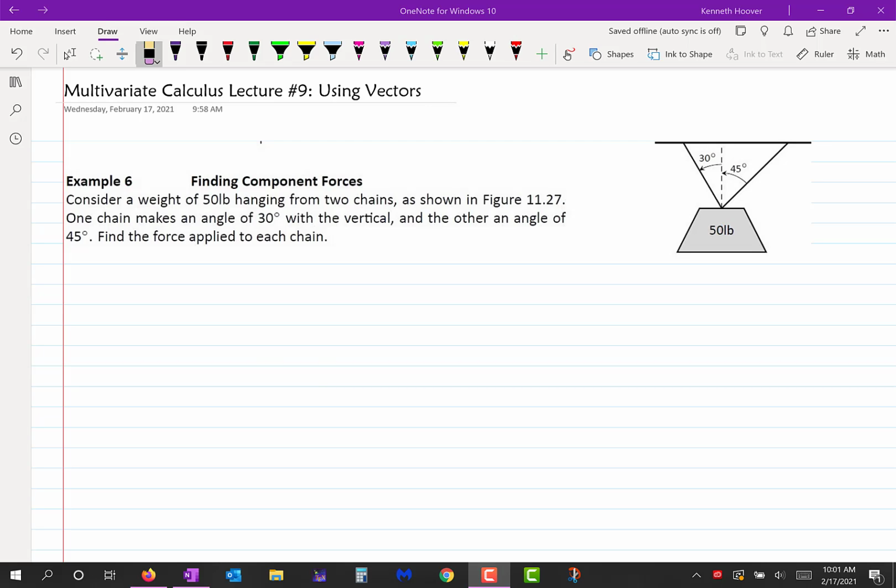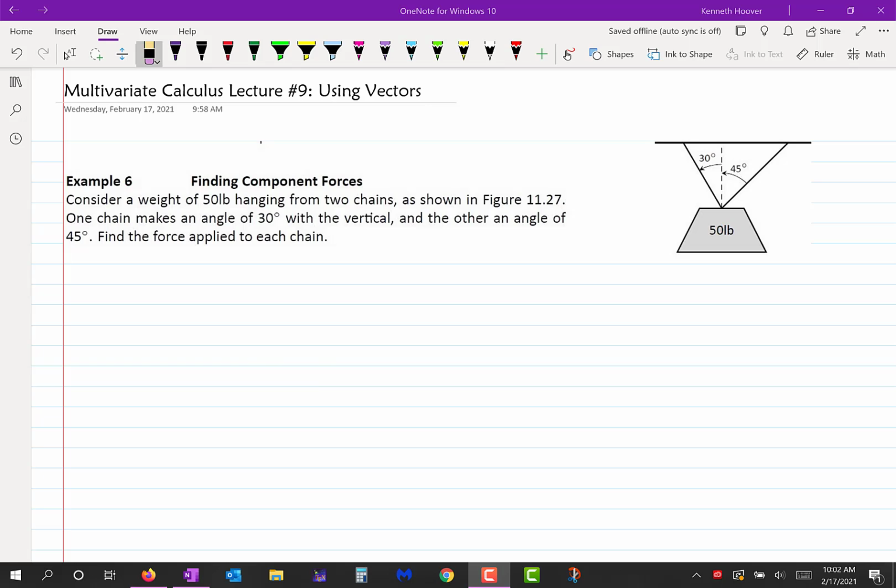Okay, today we're just going to do two problems to help you get used to using vectors and how to operate with them. Okay, so here's example 6 from our book. Consider a weight of 50 pounds hanging from two chains as shown in the picture. One chain makes an angle of 30 degrees with the vertical and the other an angle of 45 degrees. Find the force applied to each chain.